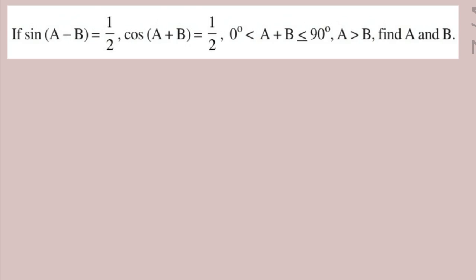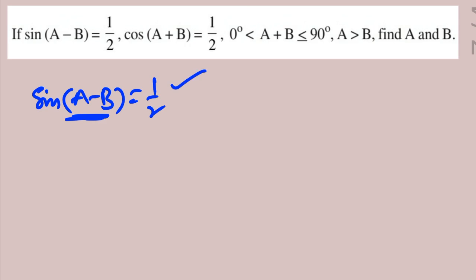Yes, look at here, here is another problem. If sin(a minus b) is equal to 1 by 2 and cos(a plus b) equal to 1 by 2, where a plus b is greater than 0 and less than or equal to 90, and a greater than b, find a and b values. To get a and b values, let us see. Here sin(a minus b) is equal to 1 by 2. That means a minus b is representing one specific angle.